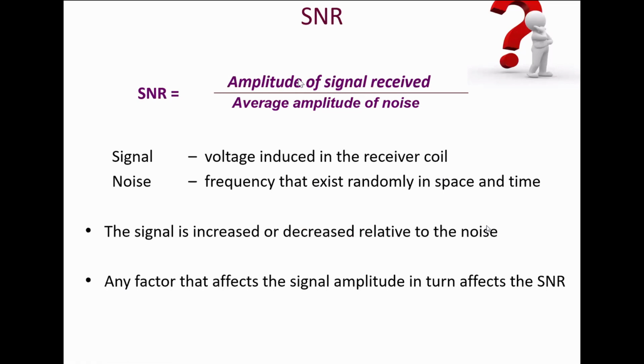SNR is the amplitude of the signal received in the receiver coil, and noise is the frequency that exists randomly in space and time. So it's a ratio of the amplitude of the signal received to the average amplitude of noise that comes along with the background noise. So the signal either increases or decreases relative to the noise which is inherent there. So we need to know how to control this signal to noise ratio.